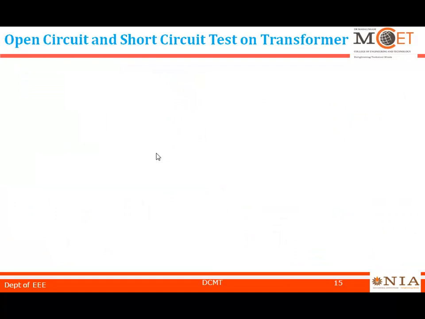Next, we are going to discuss the open circuit and short circuit test. This is a very important test. By conducting this test, we can find the efficiency of the transformer, as well as draw the equivalent circuit of the transformer, and we are also going to find the regulation.